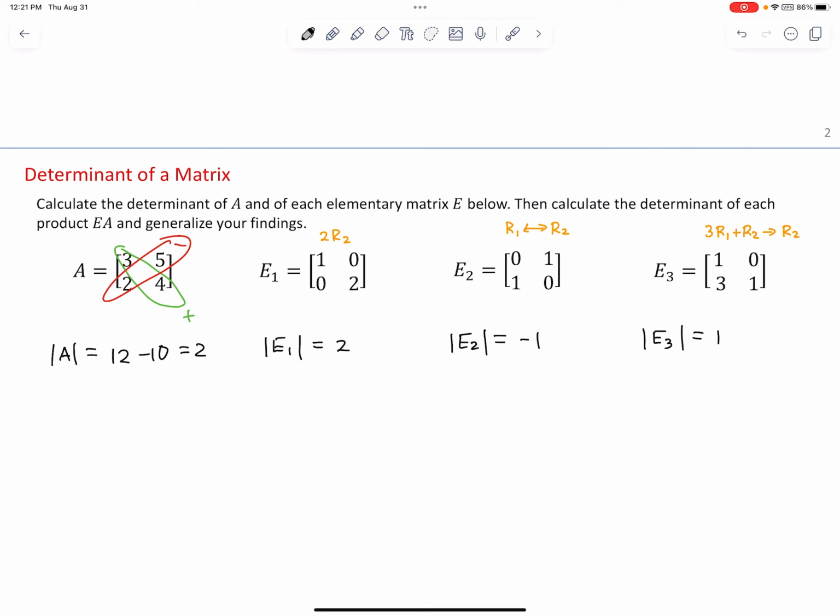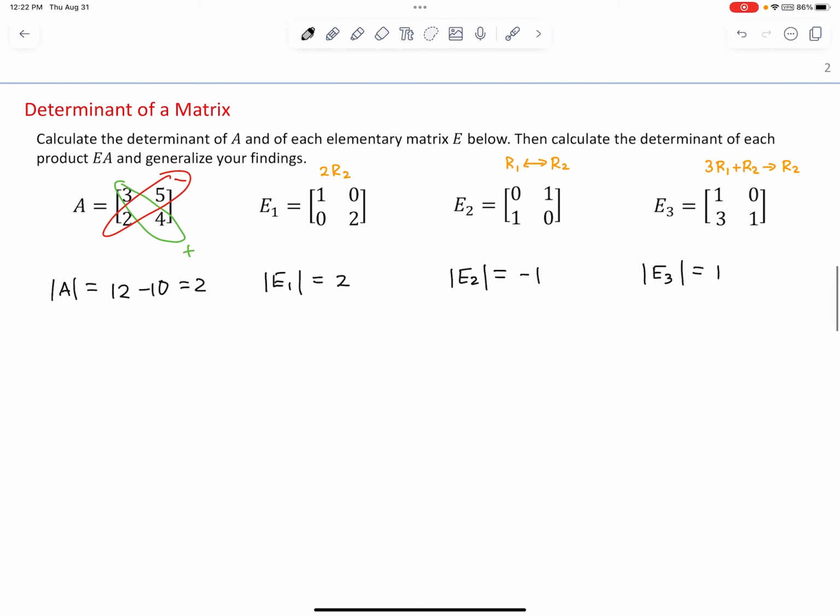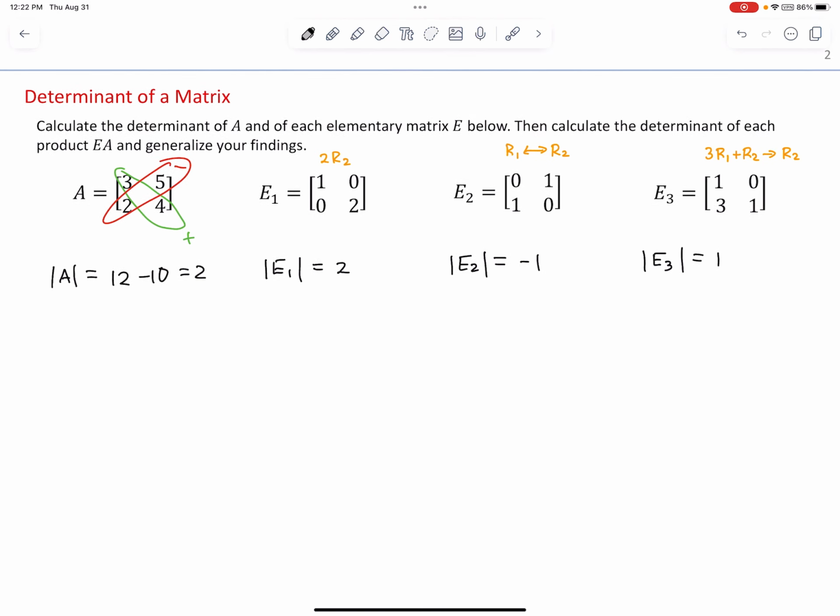If the elementary matrix is produced by multiplying any row by k, then the determinant of that elementary matrix will wind up just being k. So if I had tripled row 2 to make E1, then the determinant would be 3. If you have an elementary matrix caused by doing a row interchange, it turns out that the determinant of such an elementary matrix will always be negative 1. And in the third case, if you use the third row operation, that is replacing a row by adding a multiple of another row to it, then the determinant of that elementary matrix will always be 1.